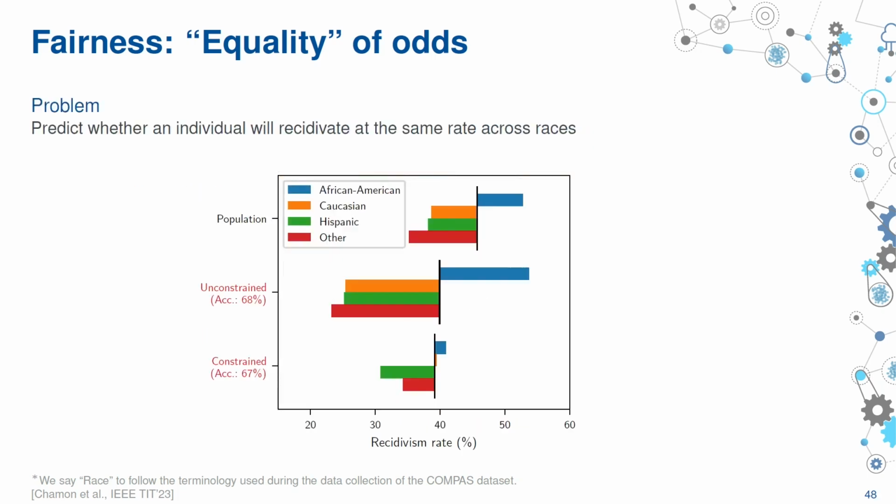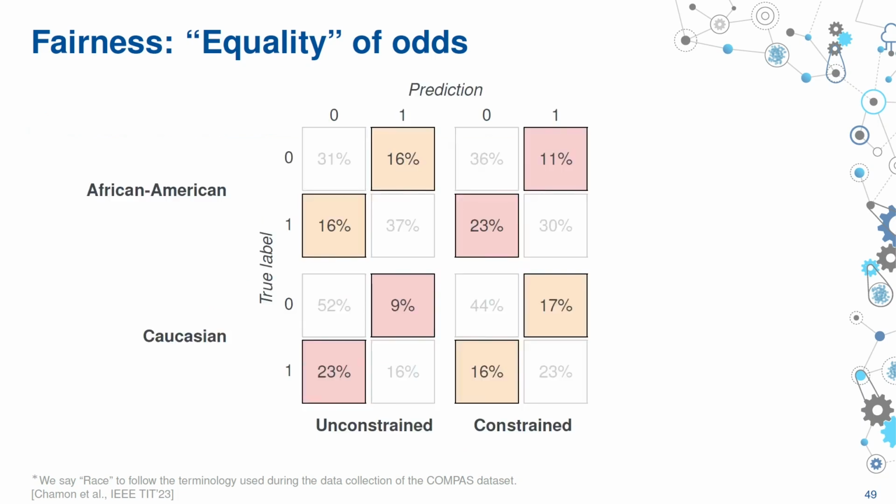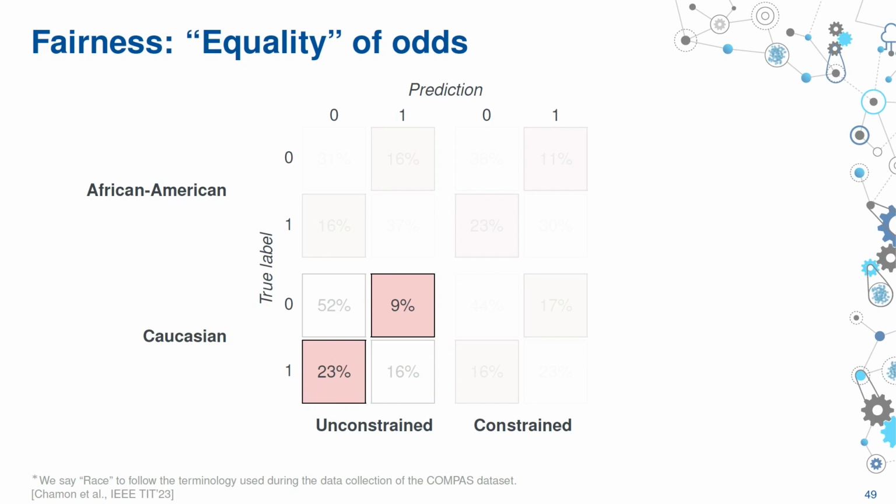And that's remarkable, because you do that without any price on accuracy. You are just being just as accurate. However, you are being just as accurate by reducing the discrimination across different groups.